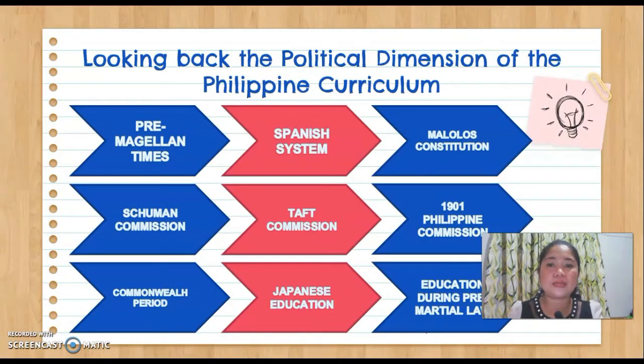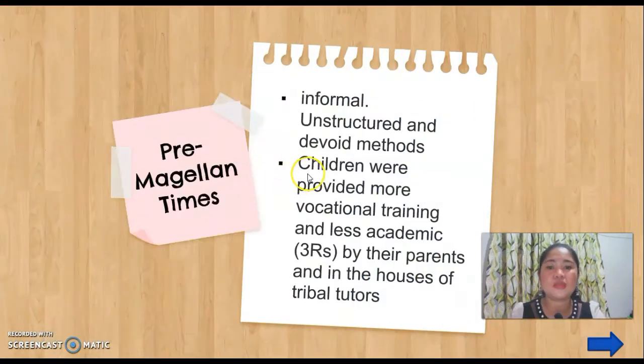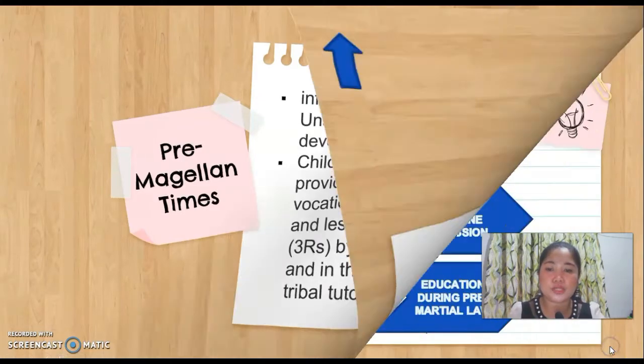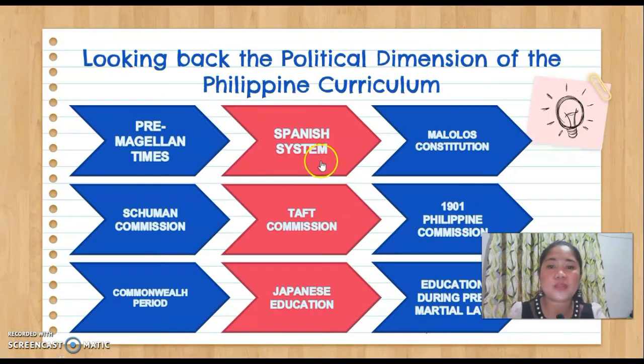Looking back at the political dimension of the Philippine curriculum, we have first the Magellan times. During these times, informal, unstructured, and devoid methods were used. Children were provided more vocational training and less academic, the 3 R's, by their parents and in the houses of the tribal tutors.